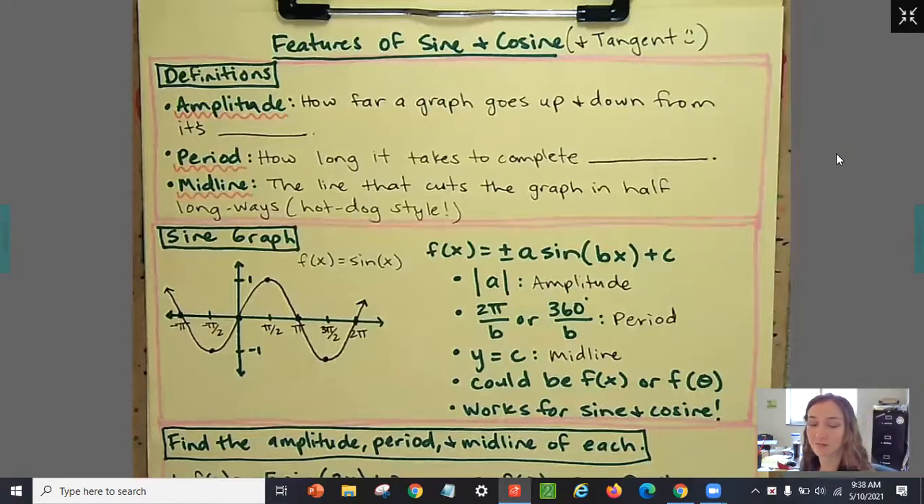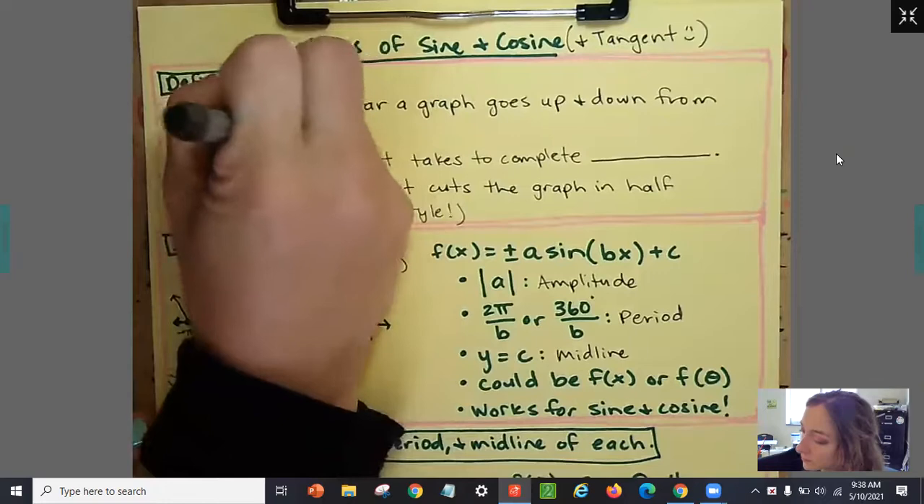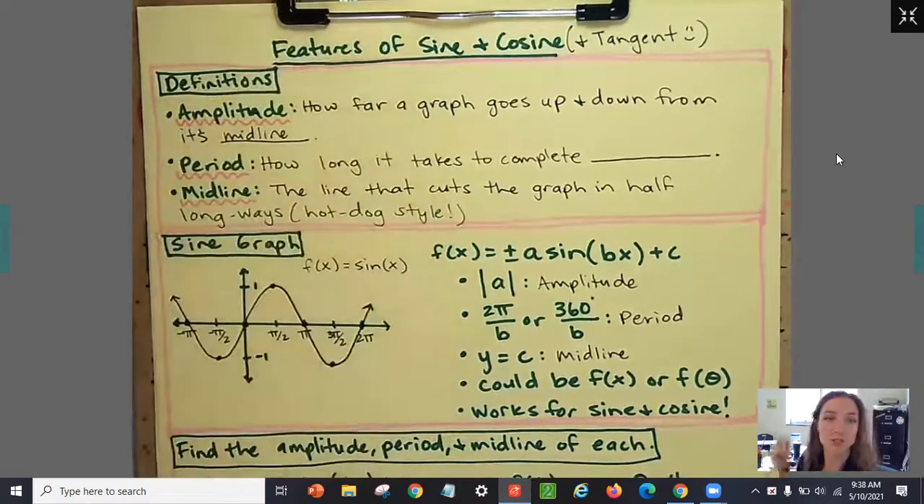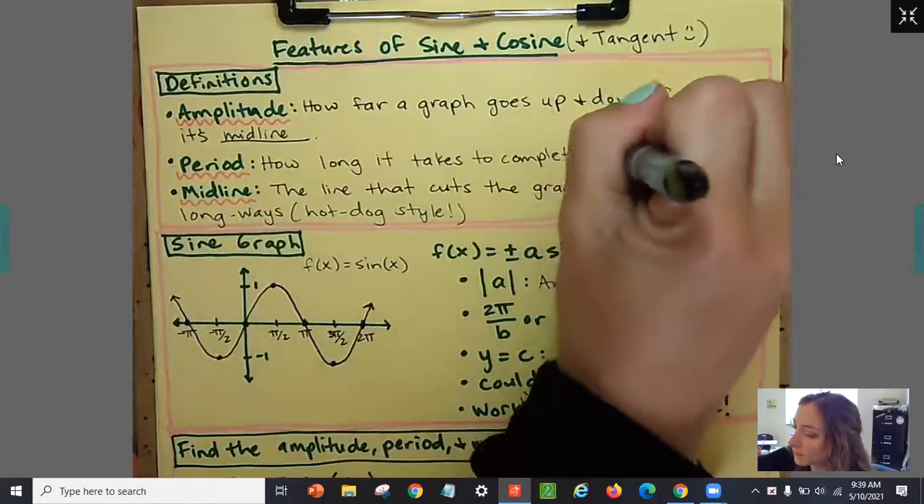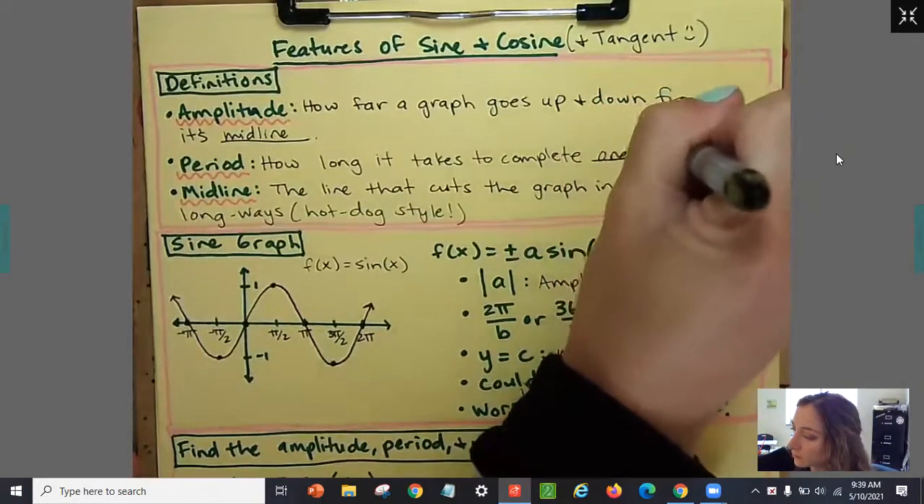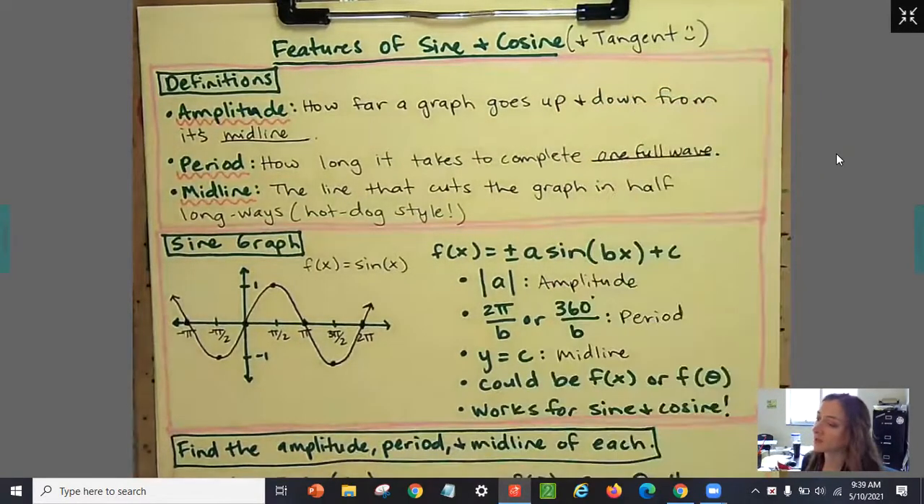The amplitude is how far the graph goes up and down from its midline. Okay, and that's actually another definition in here. The period is how long it takes to complete one full wave. Okay, and the midline is the line that cuts the graph in half long ways. So kind of like hot dog style there.